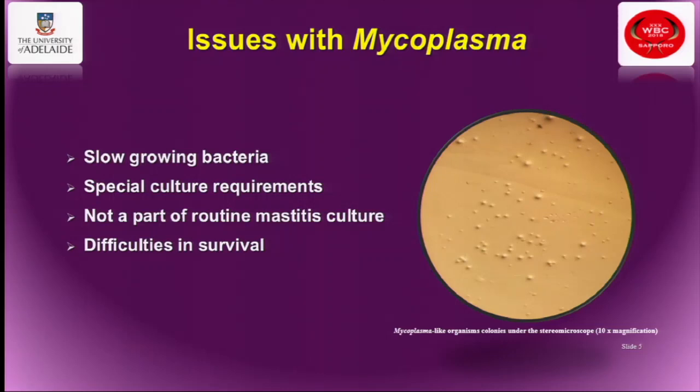Mycoplasma species are fastidious, slow-growing organisms, and it can take up to 15 days to obtain the culture results. In addition to that, there are special culture requirements to kill and inhibit all the gram-positive and gram-negative bacteria. As a result, Mycoplasma is usually a missing component from routine mastitis screening. And finally, the difficulties in survivability of these bacteria should also be considered.